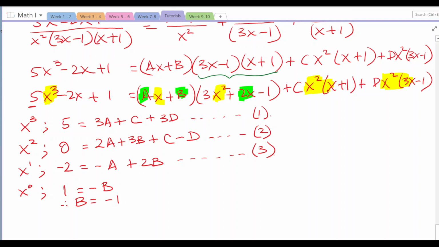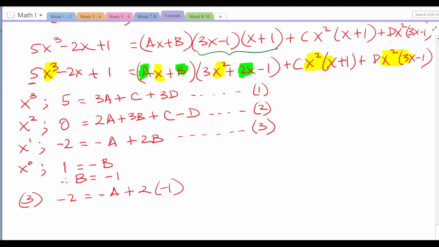That's our first solution, and then we can use this to substitute into number 3. Based on equation number 3, we have negative 2 equals negative a plus 2b. b is negative 1, and therefore a equals 0. See, negative 2 plus 2, a equals 0. There you go, we have two answers: the first, b equals negative 1, and the second, a equals 0.